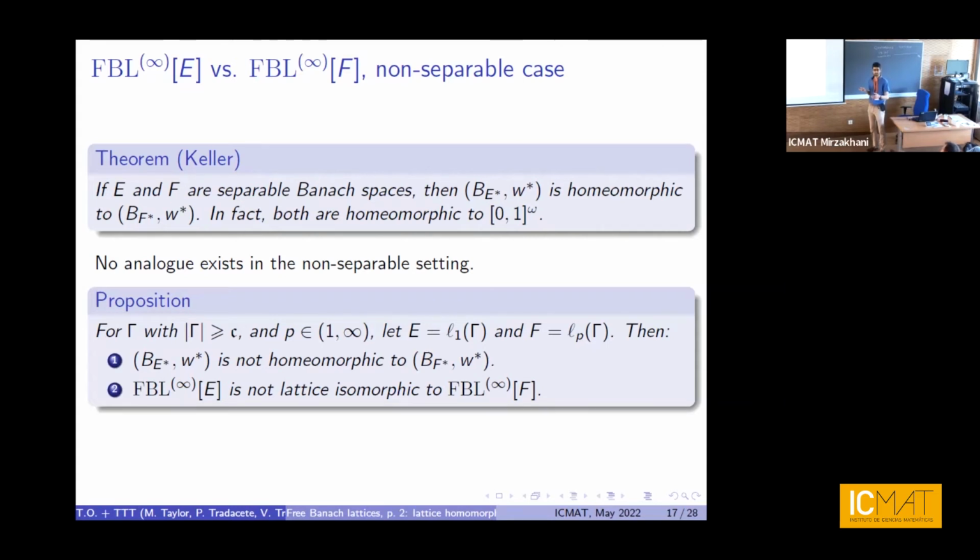There are, of course, in the non-separable setting, many different topological peculiarities, let's just say. So one is the following. Let's say gamma is a certain set with a cardinality more than continuum, and p is in the reflexive range. Let's consider two spaces, L1 of gamma and Lp of gamma. They have the same density character, but the dual balls are not topologically homeomorphic to each other. And you can also show that the corresponding free Banach lattices are not lattice isomorphic.